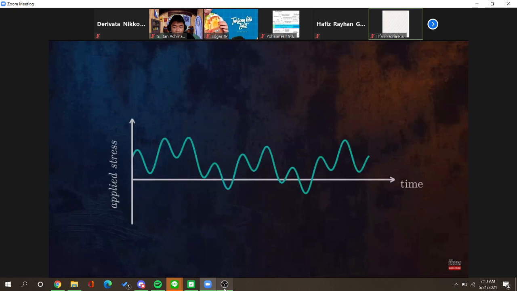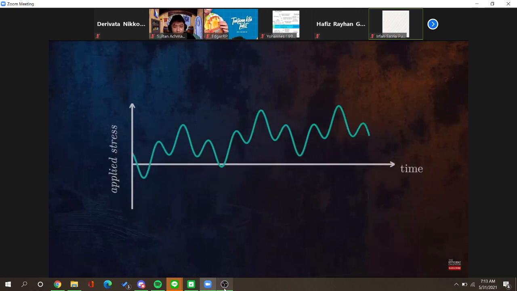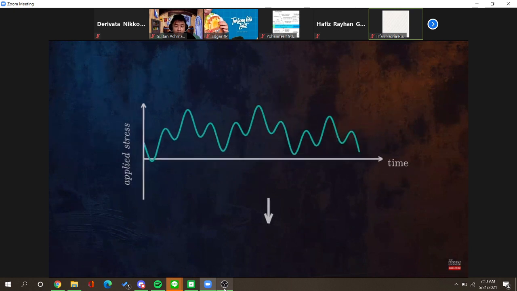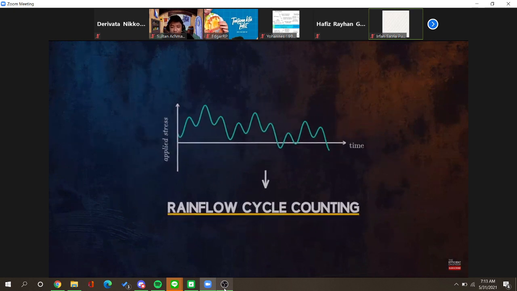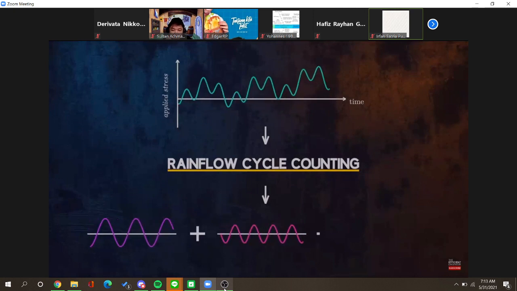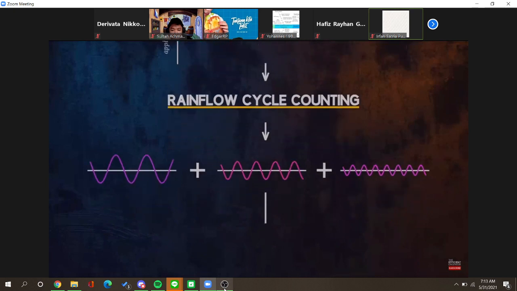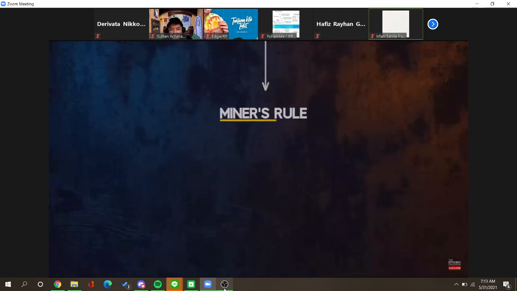In many real-world cases, the applied loading is likely to be far more complex than what we have considered so far. We can use techniques like the rainflow counting method to simplify a complex stress spectrum into a number of simpler, constant amplitude cycles. Miner's rule allows us to account for the cumulative damage caused by each of these different constant amplitude stress ranges.